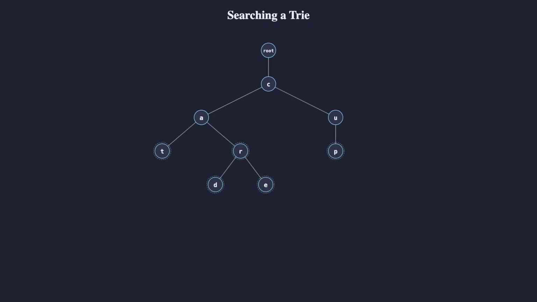Searching a trie is almost identical to insertion, except we never create new nodes. Let's try 3 different searches to see the possible outcomes. First, let's search for car. Start at the root. Follow C, then A, then R. We successfully reach the R node, and it's marked as an end of word. So car is in our trie, found.